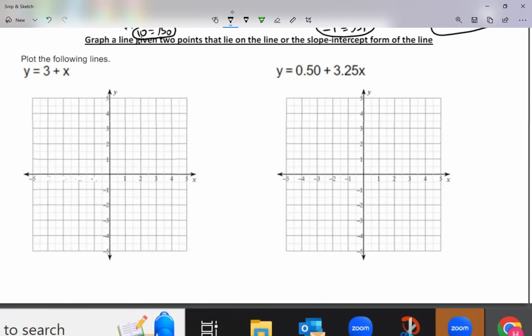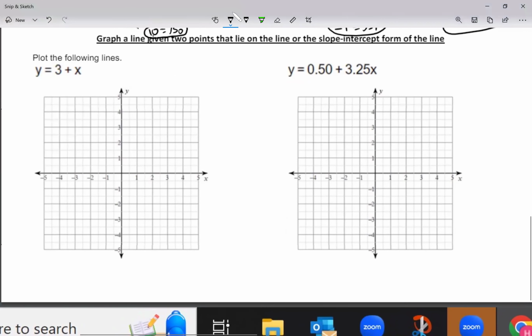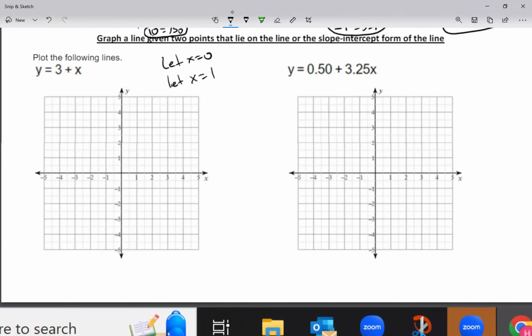So let me come back. Let me relabel everything. Like I said, I might give you every label, I might not. Now, the way we do this, because we're not afraid of fractions in stats, we're going to find 2 points. In order for us to graph a line, we need to find 2 points. For my first one, I'm going to let x equal 0. That's going to give me a point. And for the next one, I'm going to let x equal 1. And that's going to give me 2 points.